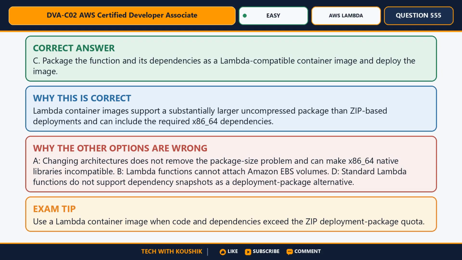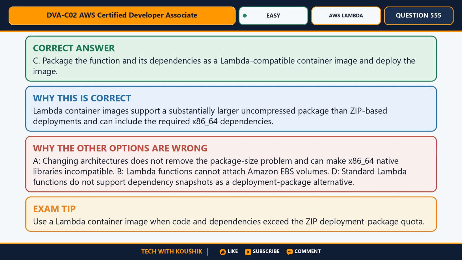The correct answer is C. Package the function and its dependencies as a Lambda-compatible container image and deploy the image. Here is why. Lambda container images support a substantially larger uncompressed package than zip-based deployments and can include the required x86_64 dependencies. Why are the other options not correct?